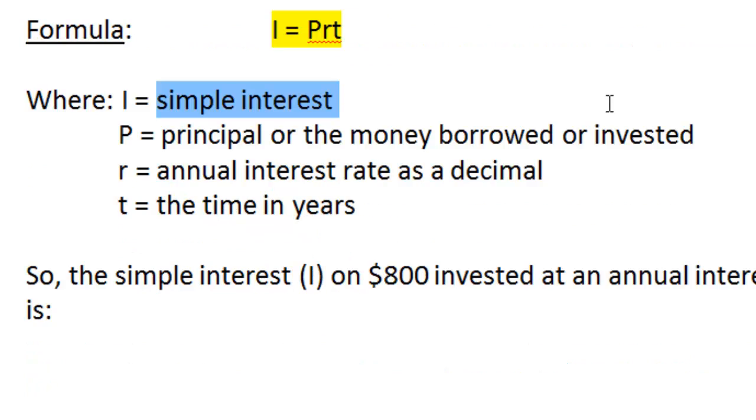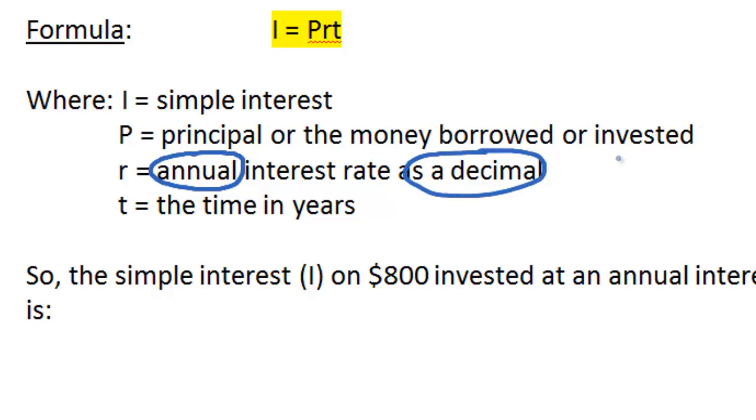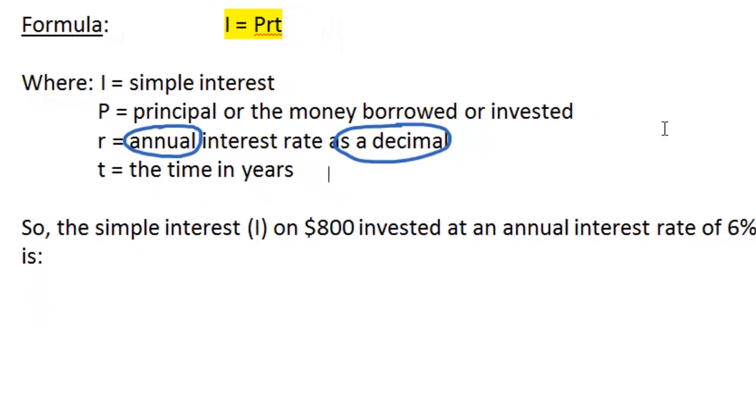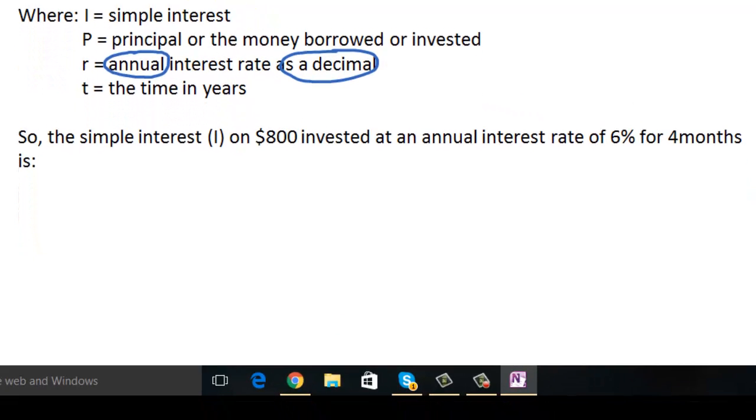Simple interest equals what? P, the principal, means the money that you borrowed or the money that you invested. After that, you multiply it by R, the annual interest rate as a decimal. There are two important words here: annual, which means after 1 year, and as a decimal. We need to talk about these two. And T is the time in years. So let's see an example and maybe we can understand better.